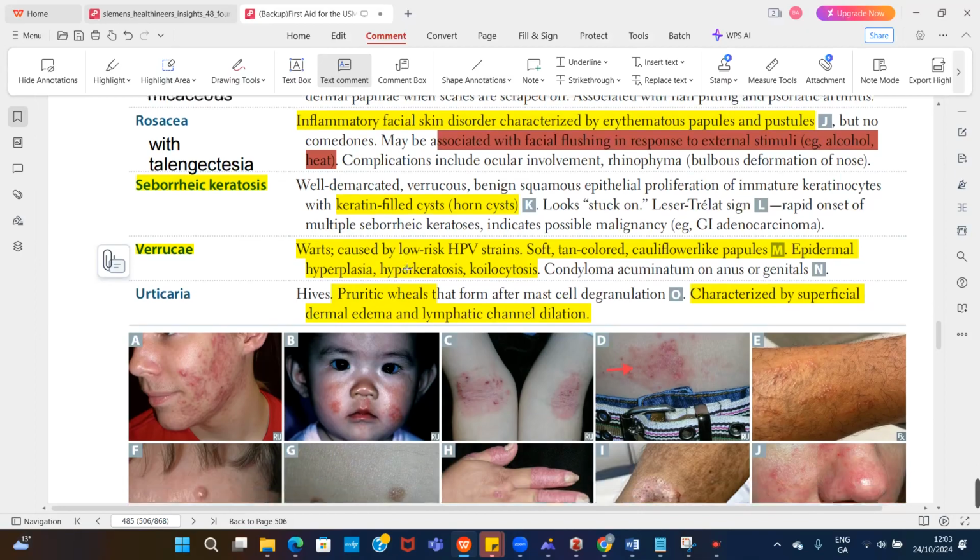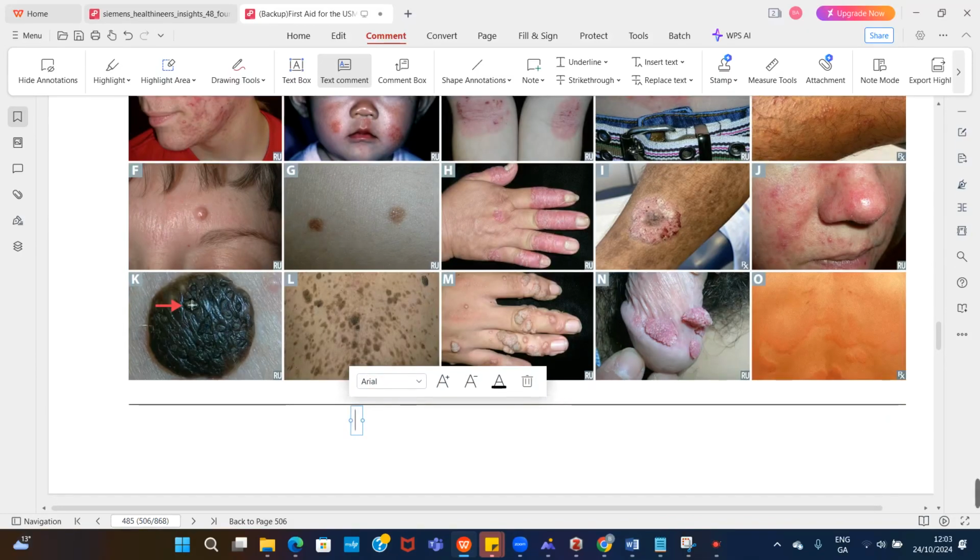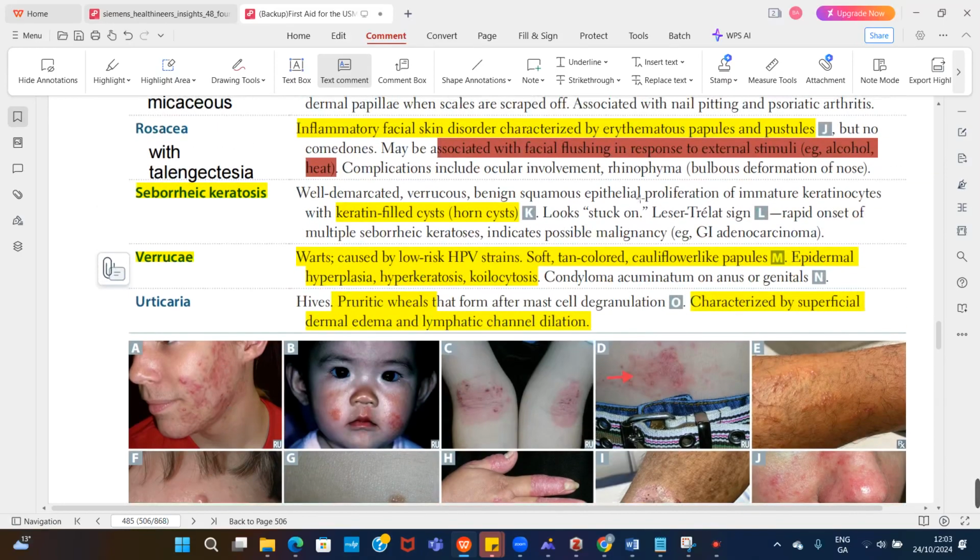Sorry about that, I made a mistake. It's due to hyperproliferation of the immature keratinocyte, not melanocyte, please. And they are filled with keratin. So it appears stuck on, just like we can see here. When it is multiple, you call it the Leser-Trélat sign. Rapid onset of multiple seborrheic keratosis indicates a possible malignancy, like a GI adenocarcinoma.